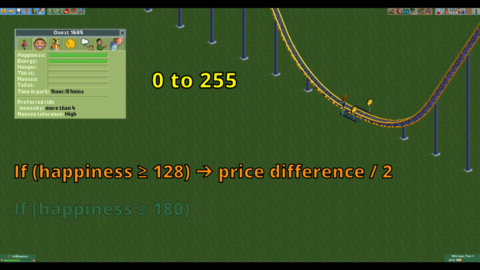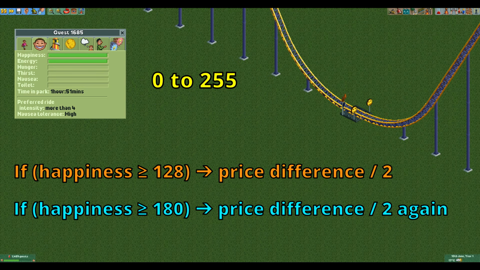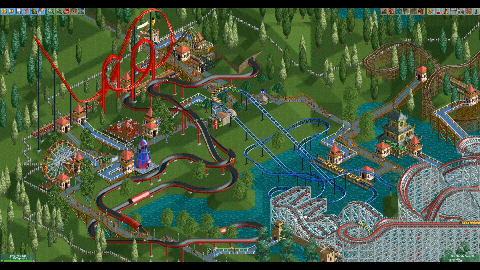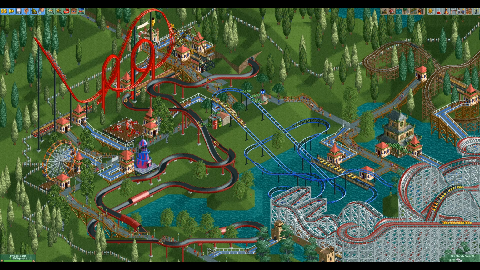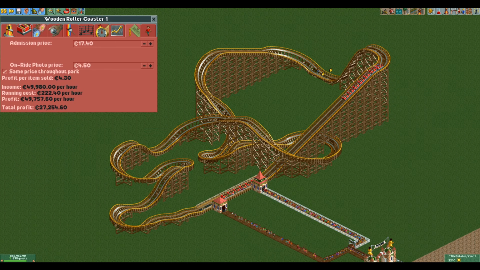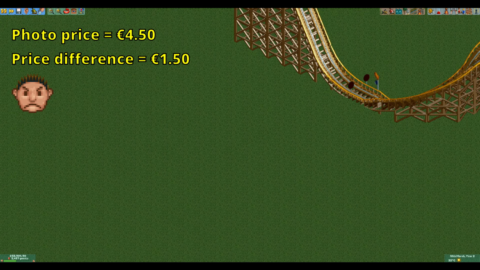If the guest is very happy and its happiness value is at least 180, the difference is divided by 2 again. That was a lot of numbers and math in a very short time, so I'll show an example to make it clearer. Here is a wooden roller coaster where you can purchase the on-ride photo for €4.50. Our first guest is having a terrible time, so its happiness value is below 128.